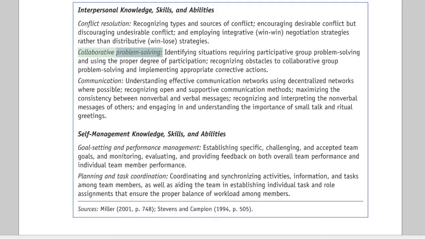Collaborative problem solving. Identifying situations requiring participative group problem solving and using the proper degree of participation, recognizing obstacles to collaborative group problem solving and implementing appropriate corrective actions.